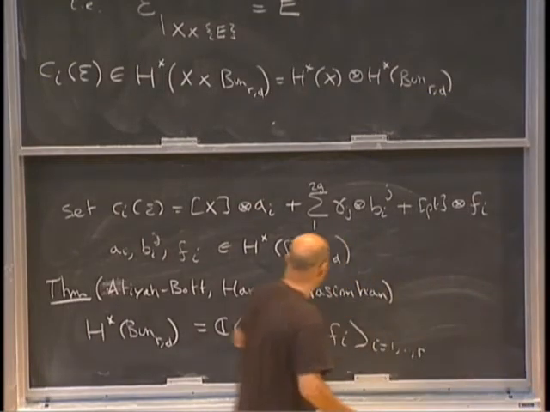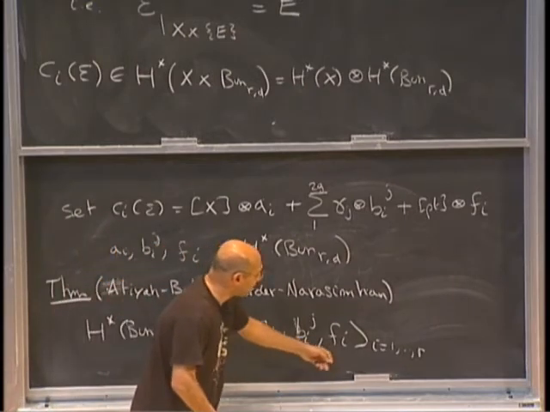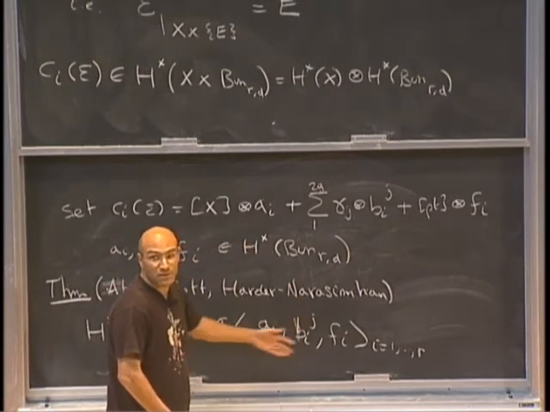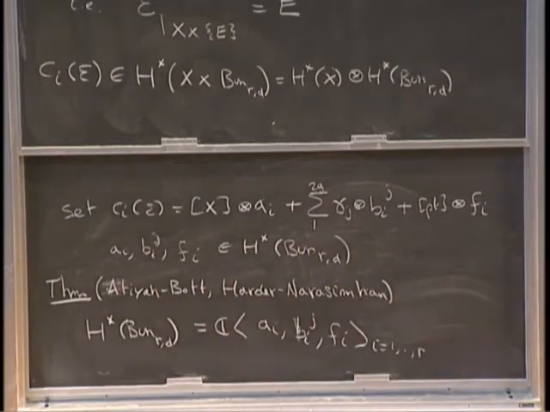Q is t squared in the Poincaré polynomial here. And the a_i and the f_i appear in the denominator because these are commutative variables, even variables. And this accounts for the rest of the terms. OK.